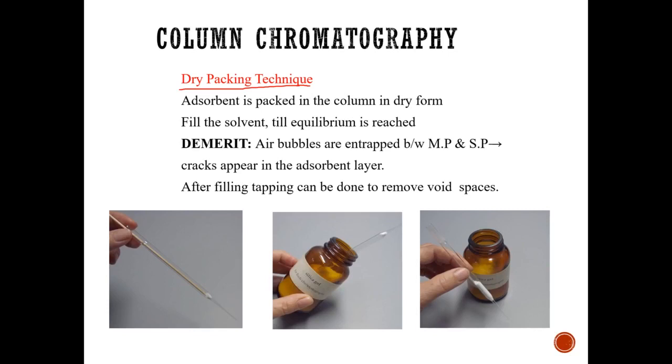What are the demerits of dry packing technique? Air bubbles are entrapped between mobile phase and stationary phase. Cracks appear in the adsorbent layer. After filling, tapping can be done to remove void spaces. Here we can see how the stationary phase is filled into a column.